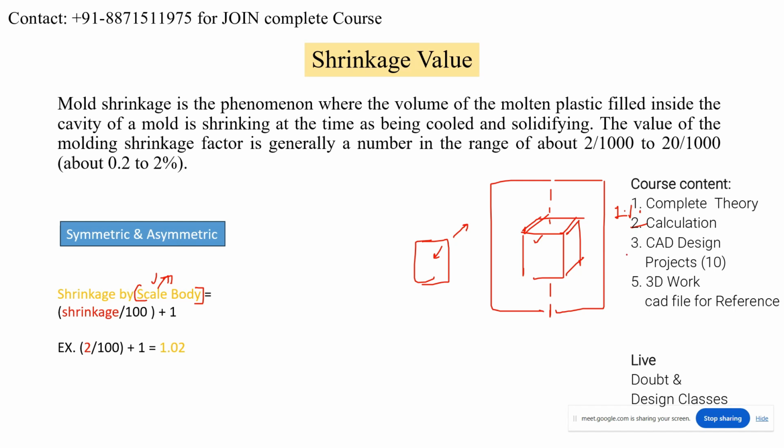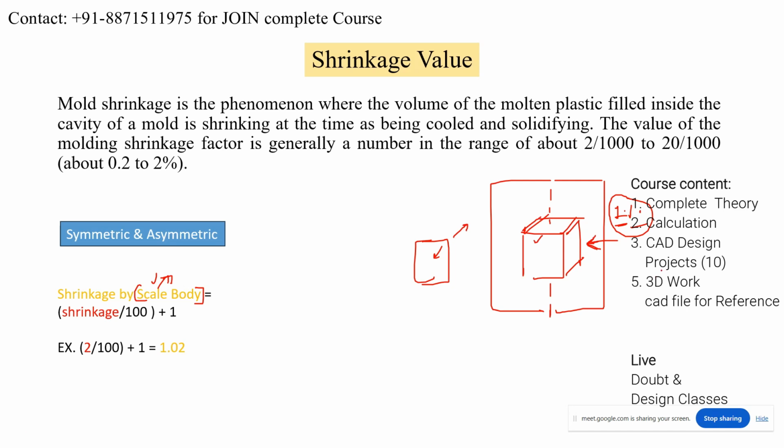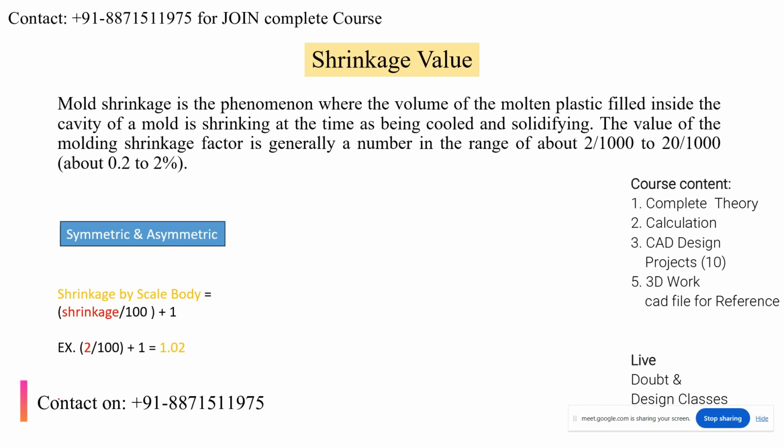Yes. Understood? So basically we have to provide the shrinkage value to the CAD model in order to get the desired component, or a desired dimension component, you can say that, right? The core and cavity, or the impression of that component, will be bigger than the actual body. Understood? I hope you understood about that.